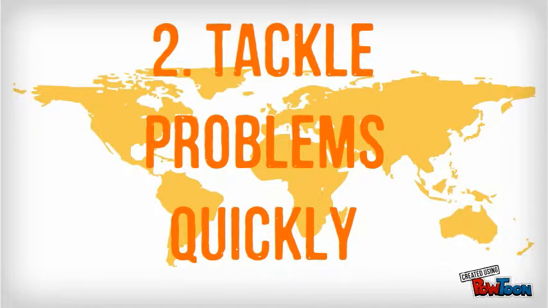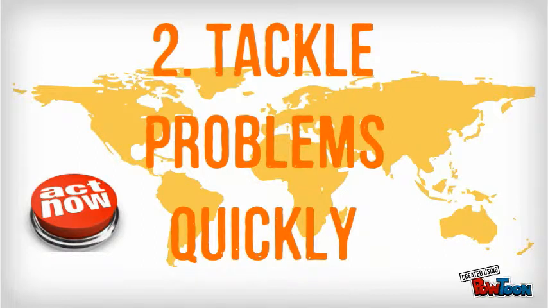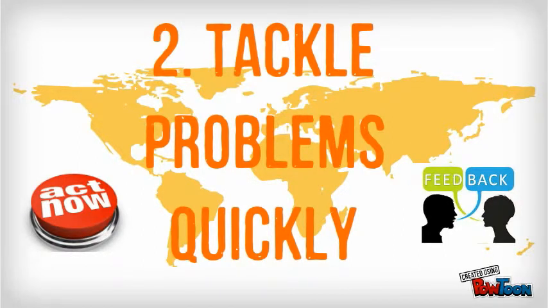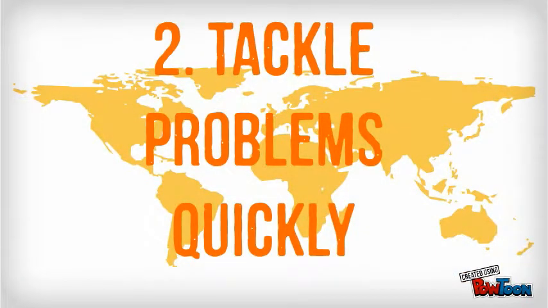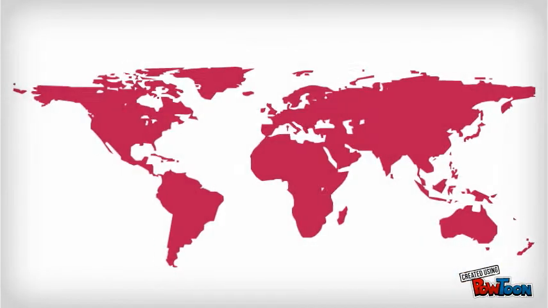Number 2 would be to tackle the problems quickly. If you notice that one member of your team has taken on a behavior that's affecting the group unhelpfully, act quickly to fight it. Provide feedback that shows your team member the impact of his or her actions and encourage them to reflect on how they can change their behavior.